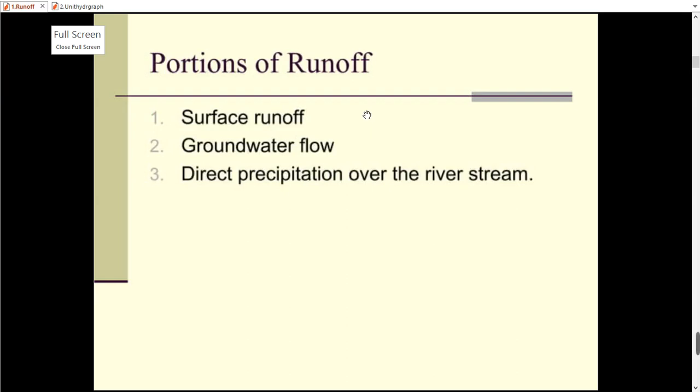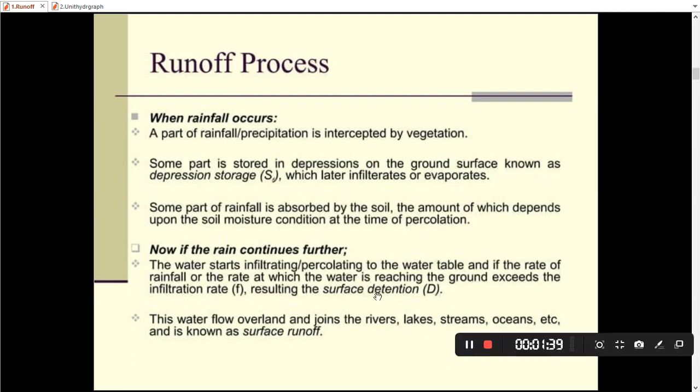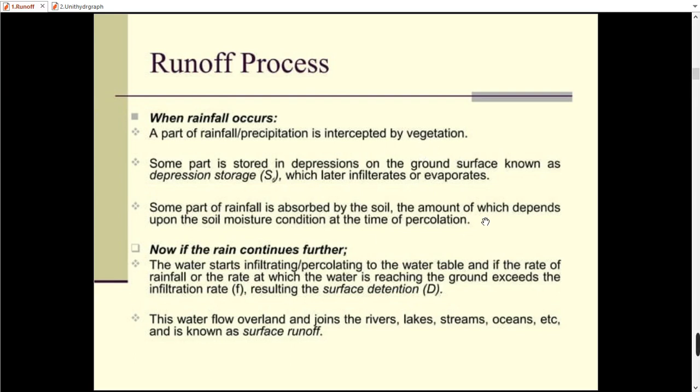The portions of runoff: the surface runoff, groundwater flow, and direct precipitation over the river stream. The runoff process: when rainfall occurs, some part is stored in the depressions on the ground surface, known as depression storages, which later infiltrates or evaporates. When rainfall occurs, part of the precipitation is intercepted by vegetation. Some part is stored in depressions on the ground surface.